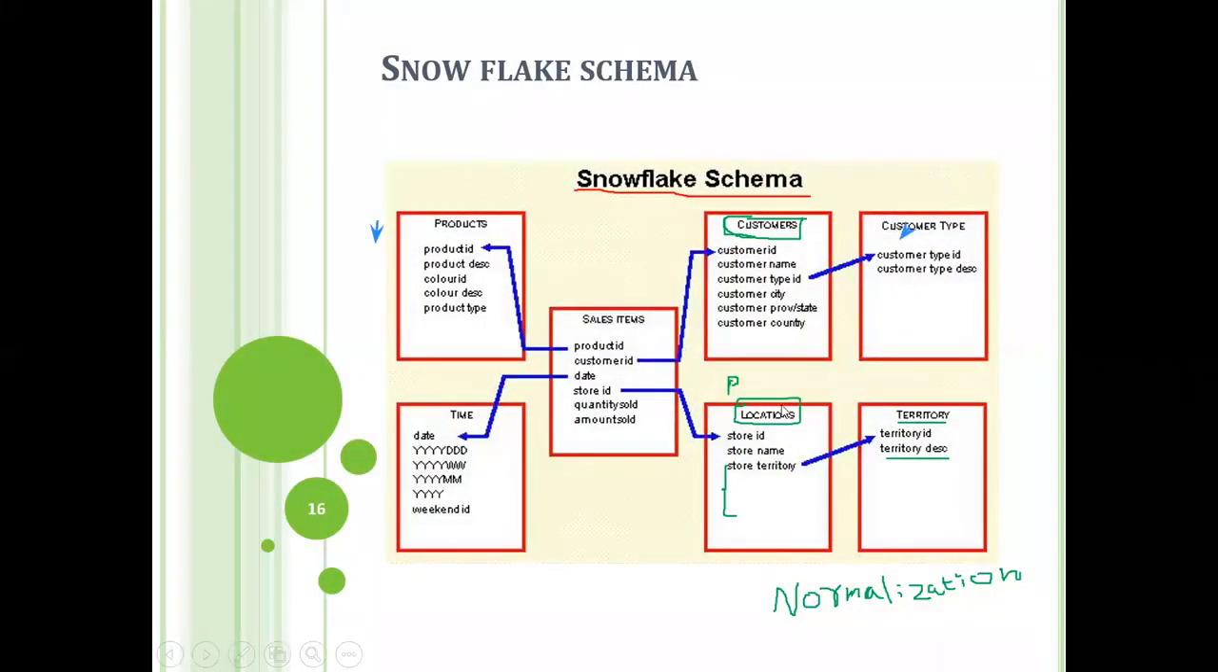One dimension table is split into another dimension table. Here you will have the primary key. Store ID will be a primary key, and the same dimension table will have a foreign key. If a dimension table has a foreign key to another dimension table, as in our real time, that's the snowflake schema.